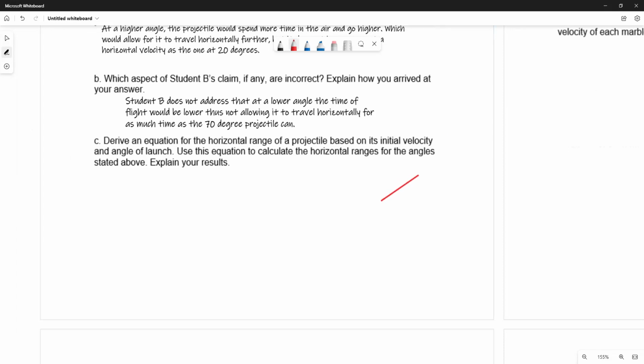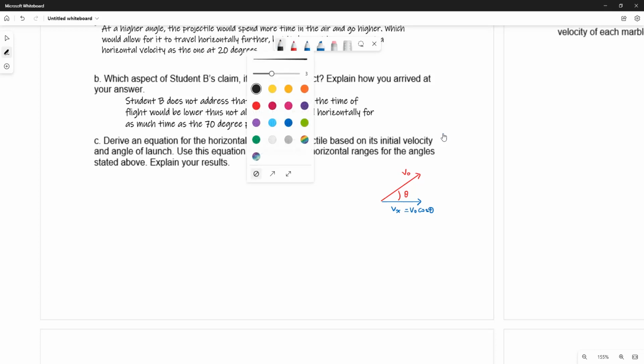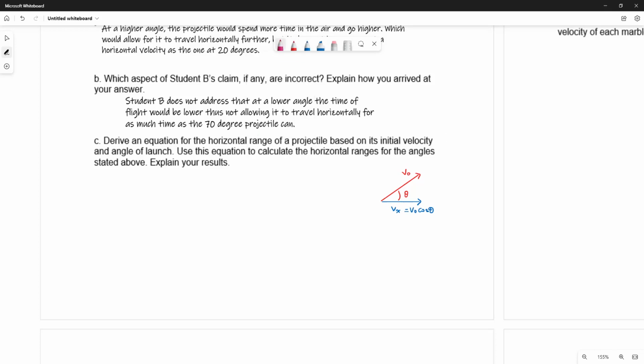So just to reinforce this, if you have a velocity like this and you have an angle theta, then I can break down the components of this into x and y. So this would be my x component, and that would be v0 cosine theta, cosine being adjacent to the angle. And then I can have the one in the vertical, vy being v0 sine theta.